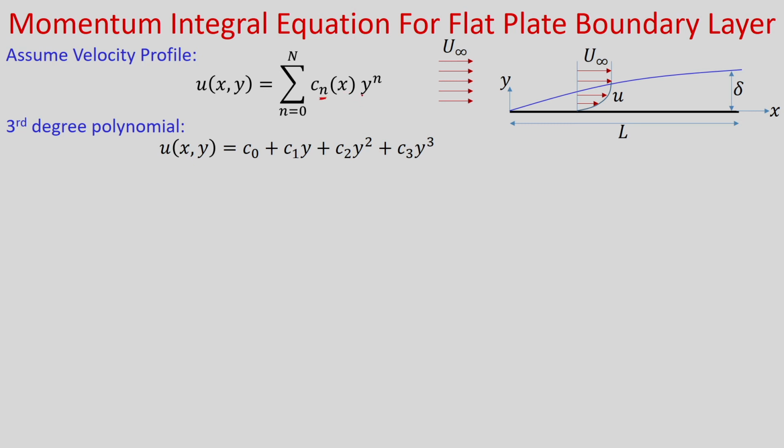So, if we use a third degree polynomial for the velocity profile, then u(x, y) you can write as c_0 plus c_1 y plus c_2 y square plus c_3 y cube. Here we have 4 coefficients which are functions of x and those are unknown. So, we need to find these unknowns and we need 4 boundary conditions, because we have 4 unknowns.